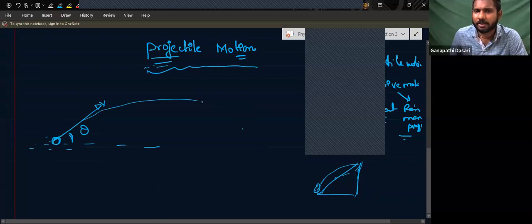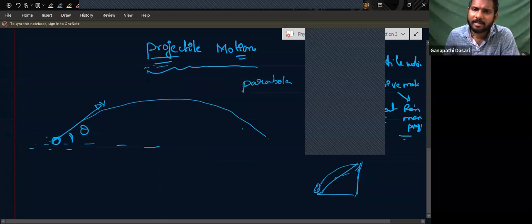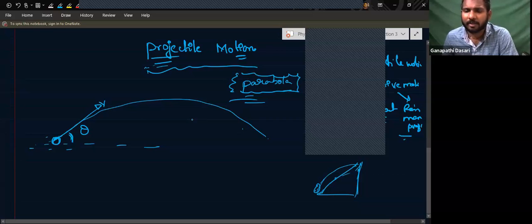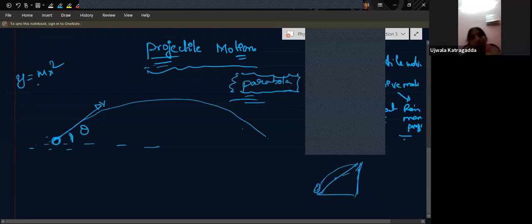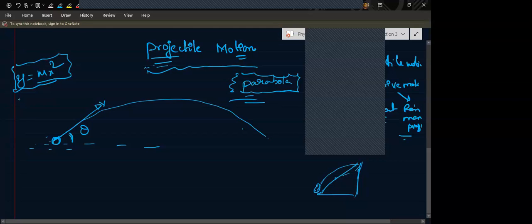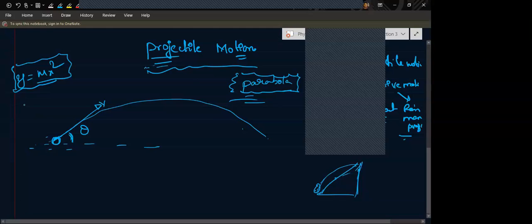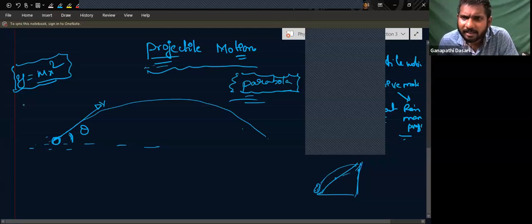So this projectile motion will be like this. This is the standard projectile I'm taking, and the motion is actually a parabola. Why a parabola? We'll see the equation of this motion. You know, in mathematics we studied y is equal to kx square. This kind of equation is called a parabolic equation, y is equal to mx square. Slope of the perpendicular, in maths.